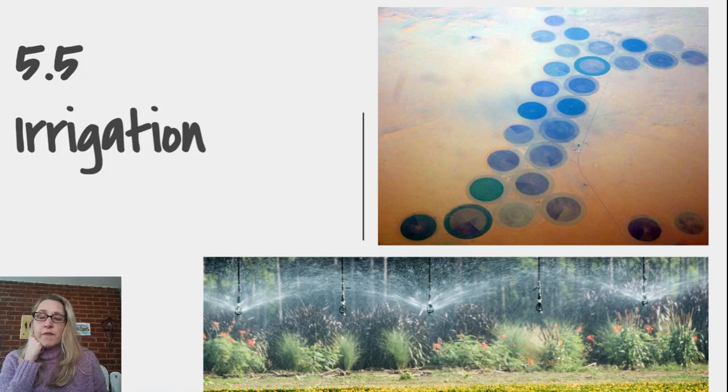So I'm going to start with 5.5 irrigation. We've already talked about the impacts of agriculture, and we've talked about pest management. We've talked a little bit about integrated pest management. So I'm going to hit with you irrigation and a little bit on sustainable farming. And then in class, we'll cover the last bits of agriculture.